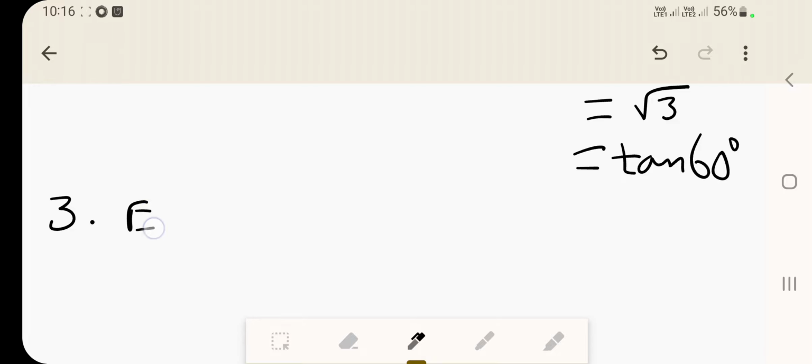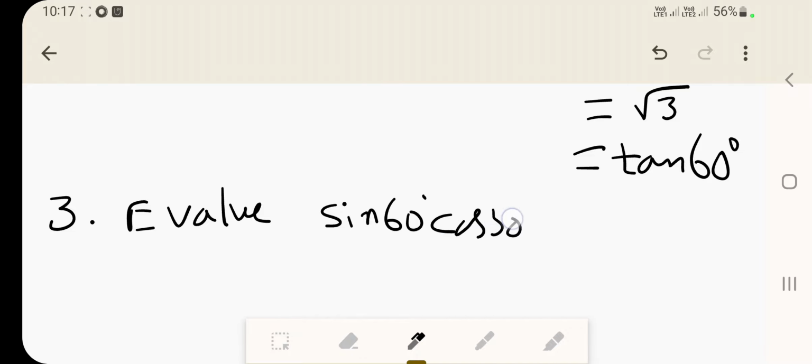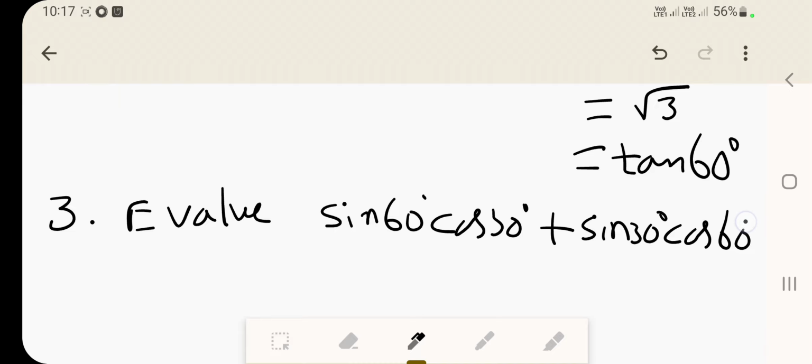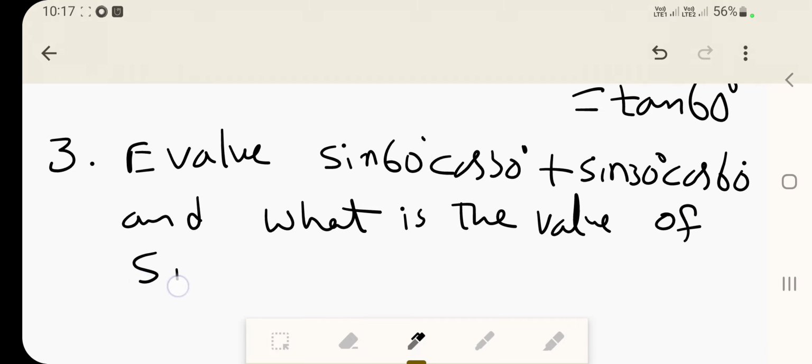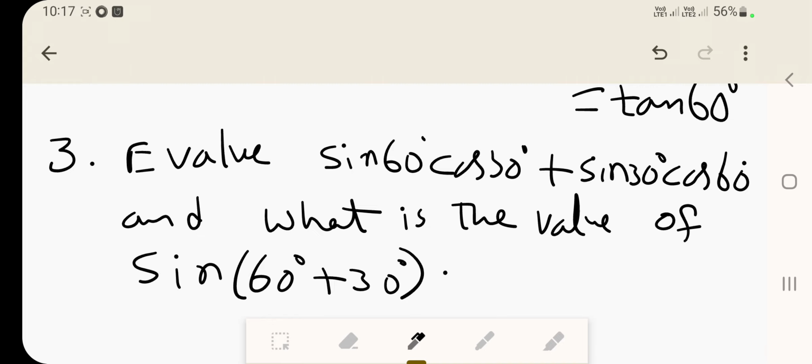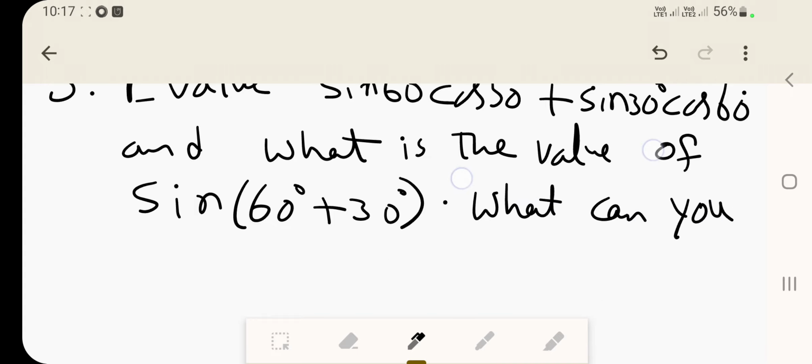Problem number 3 of exercise 11.2, page number 289, the Mathematics SSC board. Sin 60 cos 30 plus sin 30 cos 60. They are asking to evaluate this, and further they are continuing: what is the value of sin 60 plus 30? What can you conclude from this?